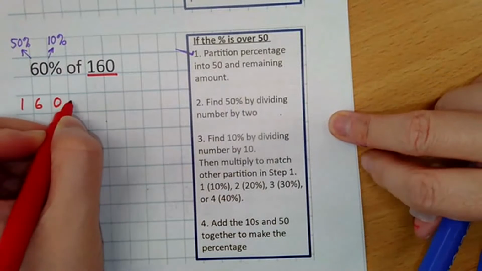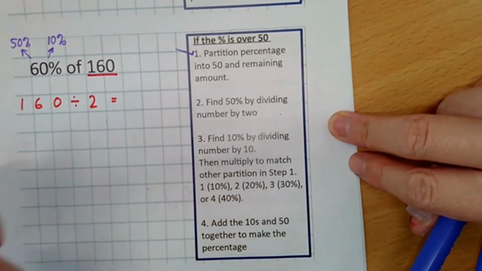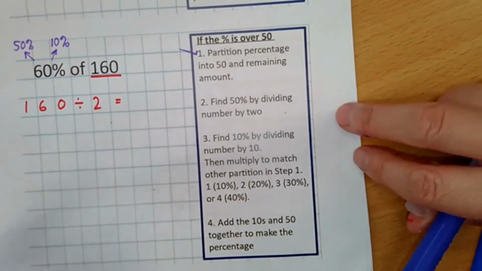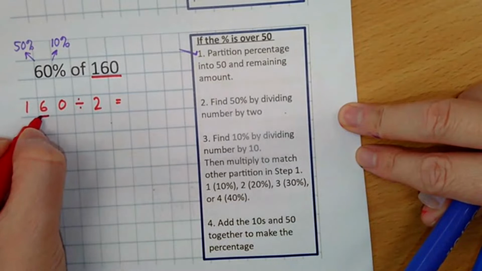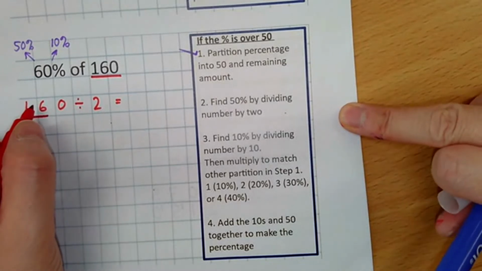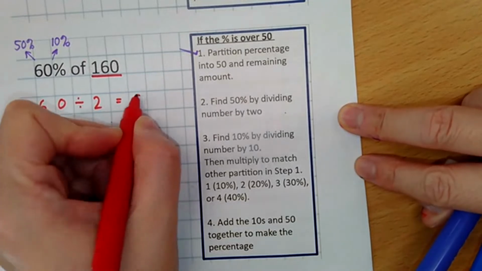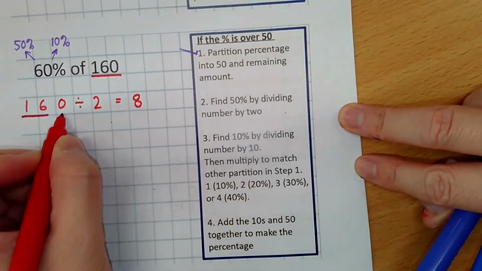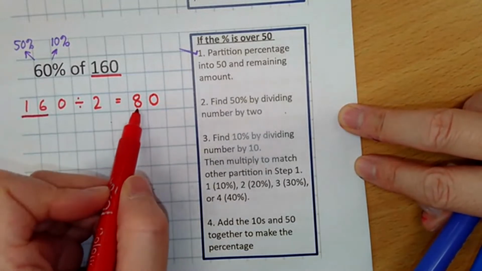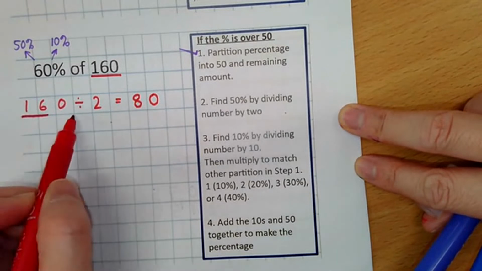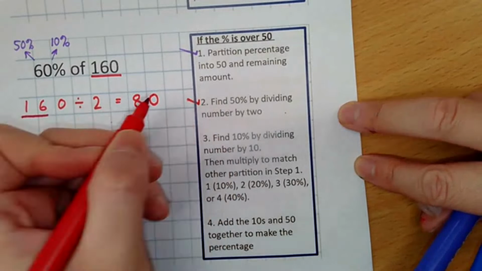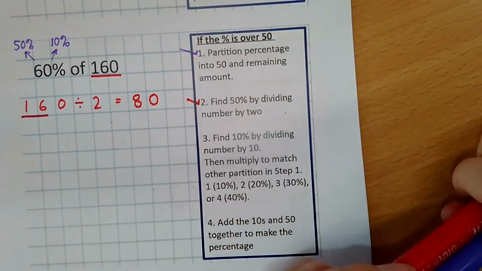160 divided by 2 equals, now I can do bus stop method, but I also know that if I just look at 16, that's really easy to calculate half of 16. I know that half of 16 is 8, and then I just need to remember my 0. And I'm going to double check that. So if I multiply 8 by 2, 16, do the inverse, it's 160. Fantastic. So I found 50%.